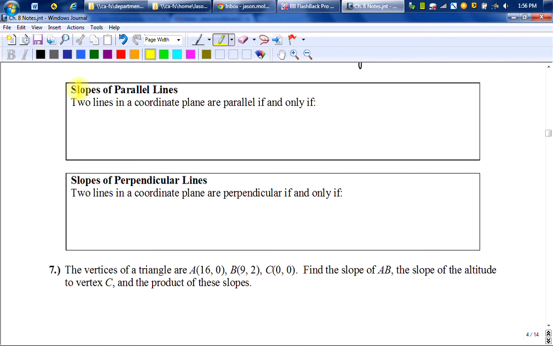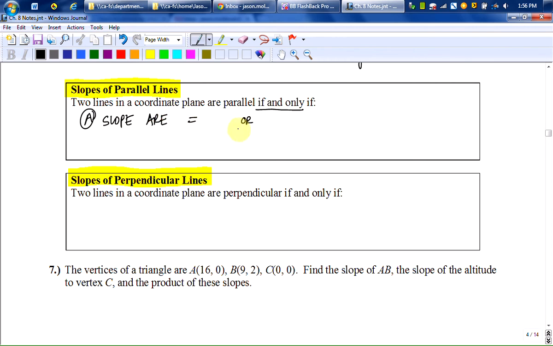Moving on to something else, and I think we might have touched on some of this at the start of the year. Again, review of algebra stuff, but just clarifying some things about parallel and perpendicular lines, which came up in chapters 1 through 7. So we have two situations. Two lines in a coordinate plane are parallel if and only if, and here are your two possibilities, A is that the slopes are equal.